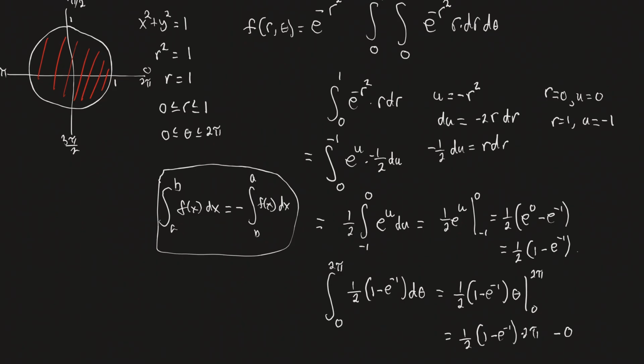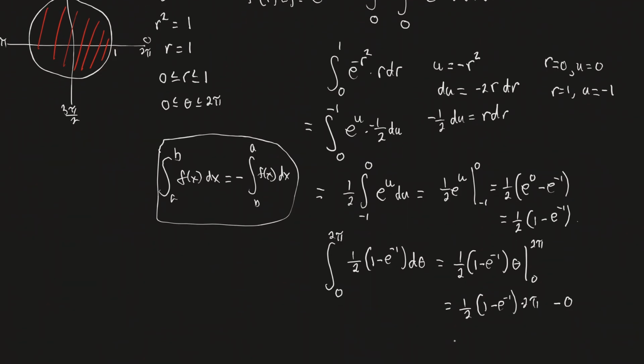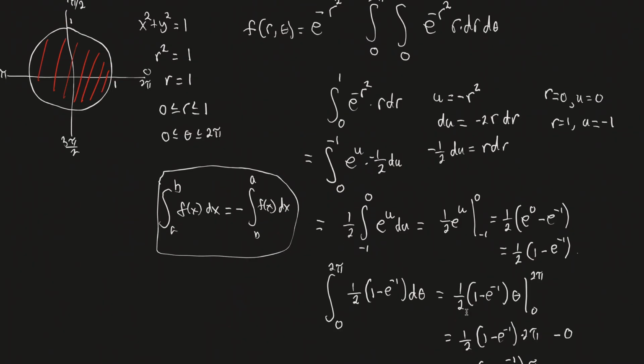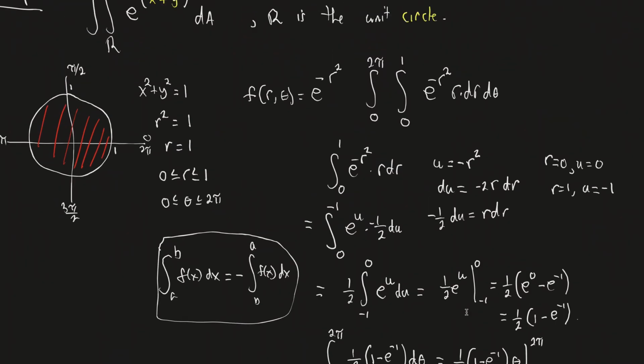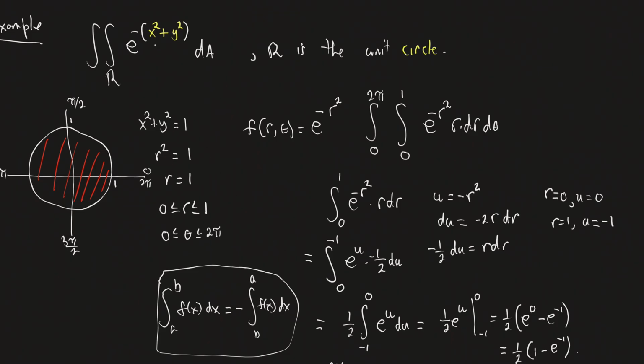So the 2 and the 1/2 reduce to 1. So here's our final answer. It's the quantity 1 minus e to the negative 1 times pi. And that's the value of that double integral. And if we had tried to set this up just using x and y, whether we tried to do type 1 or type 2, it would be a mess. Not only that, but this function, trying to integrate either with respect to x first or y first, good luck with that.